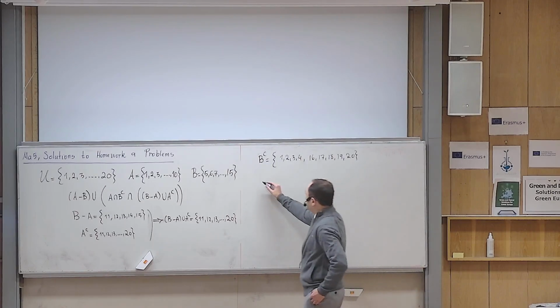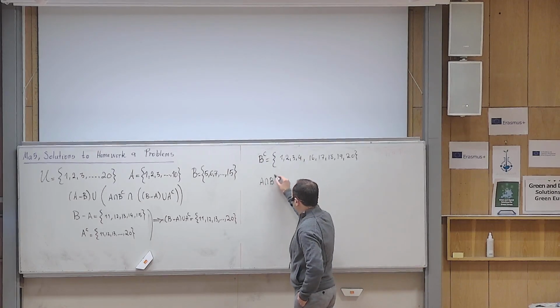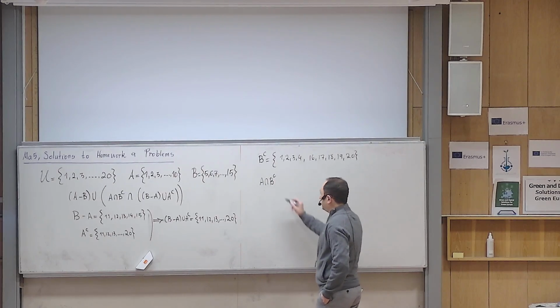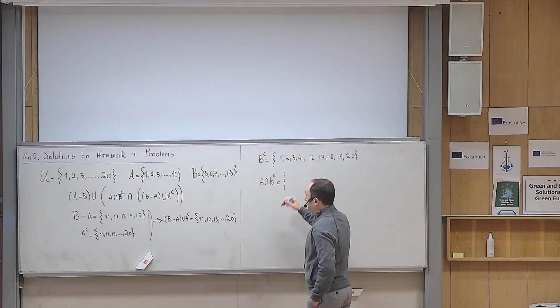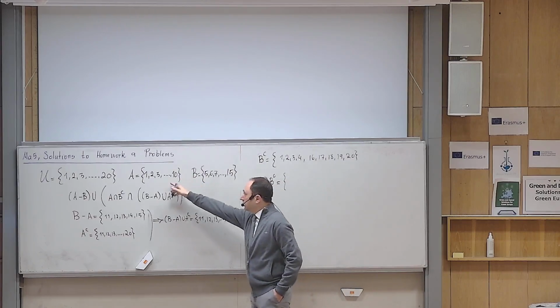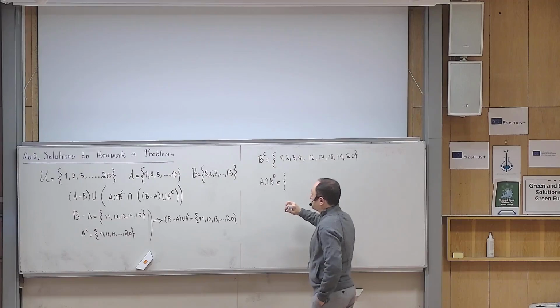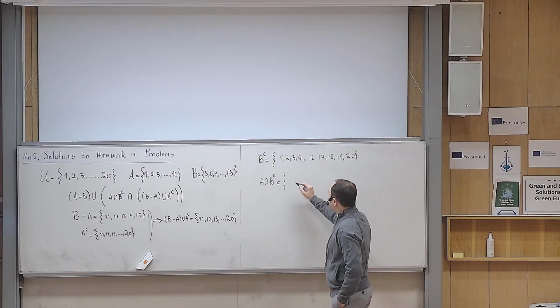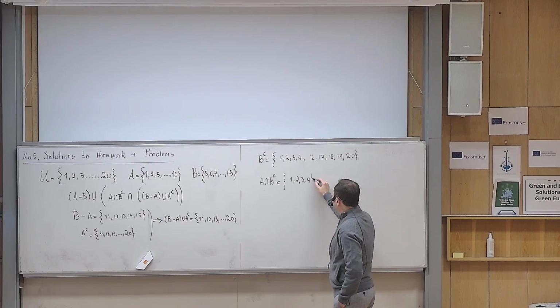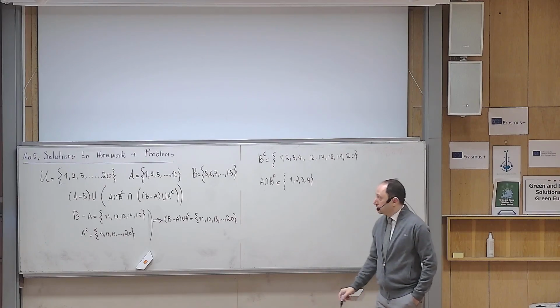The next step is to determine A intersect B complement. A intersect B complement means whatever is both in A and B complement. What are they? 1, 2, 3, and 4. Is there anything else? No. So this is A intersect B complement.